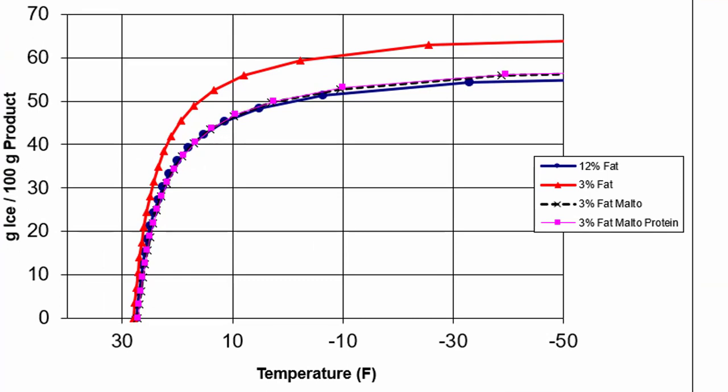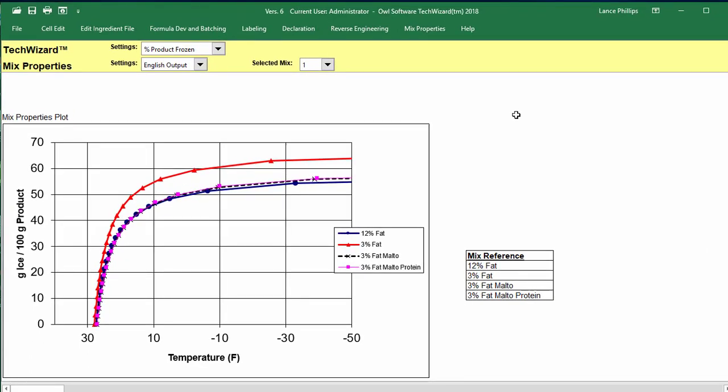Our goal of reformulating for 3% fat and 6% protein is a success. The ice content of the 3% fat formula with maltodextrin, and the 3% fat formula with maltodextrin and concentrated milk protein, are so similar to the 12% fat formula that it's hard to distinguish the plots. Becoming a frozen dessert expert is in part about understanding and controlling how ingredients influence ice content. I think we've met our goal of demonstrating how to accomplish this.